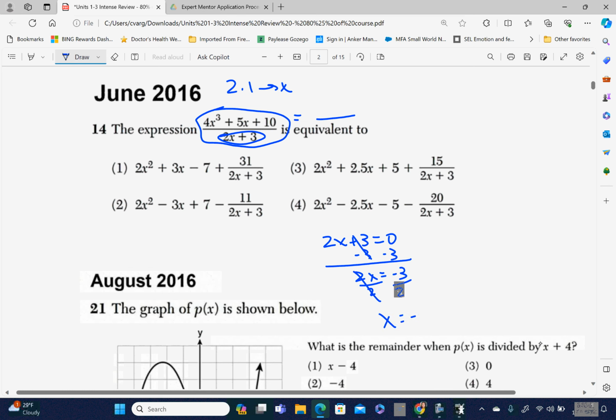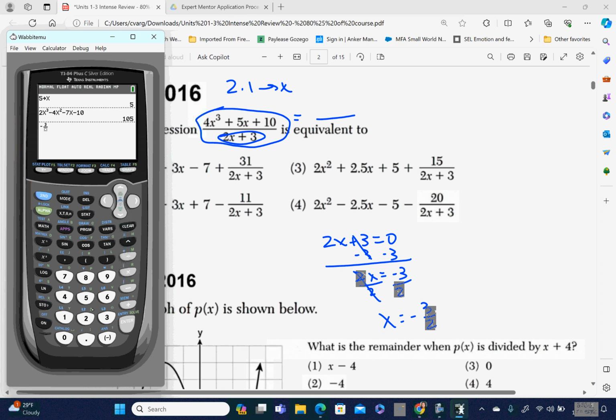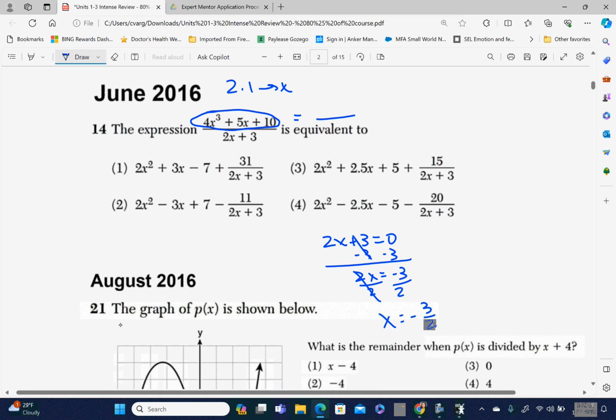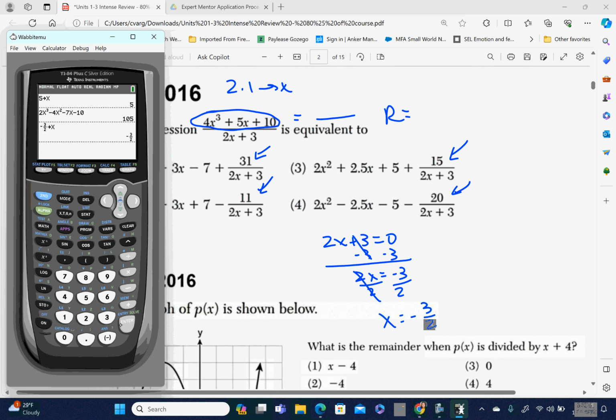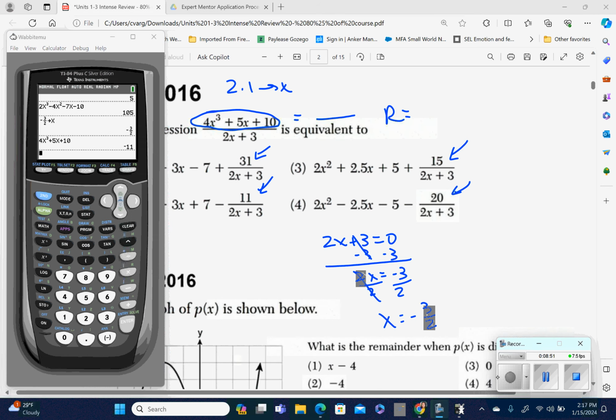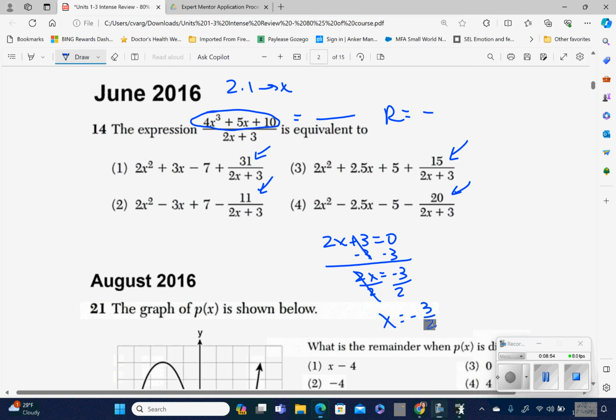So what we do now in our calculator is store negative, right, alpha y equals to get my fraction bar, 3 on top, 2 on the bottom. I'm going to store this in for x, hit enter. And then if I plug in my numerator, which is the top right here, that answer is going to give me my remainder. Let's see what my remainder is, right? So all my remainders are different. Okay, so let's see. So 4x to the third, right? So when I plug it in, I get -11, which means that my remainder is -11.